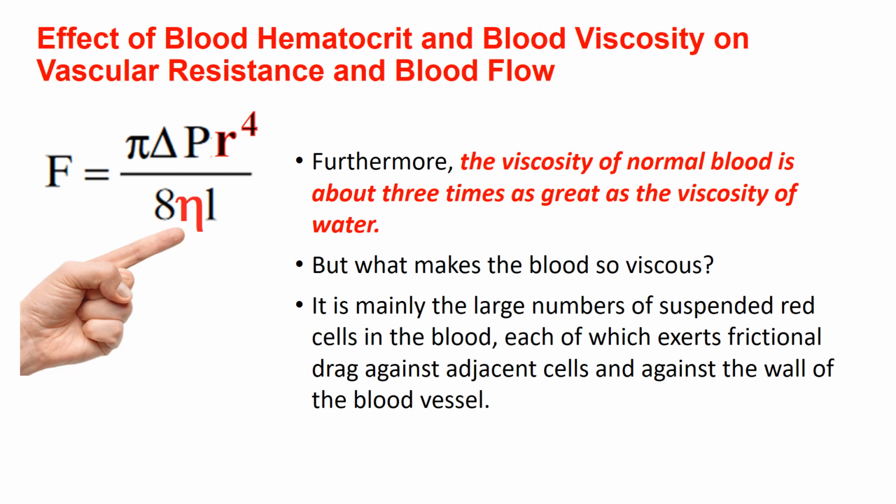But what makes the blood so viscous? It is mainly the large numbers of suspended red cells in the blood, each of which exerts frictional drag against adjacent cells and against the wall of the blood vessel.